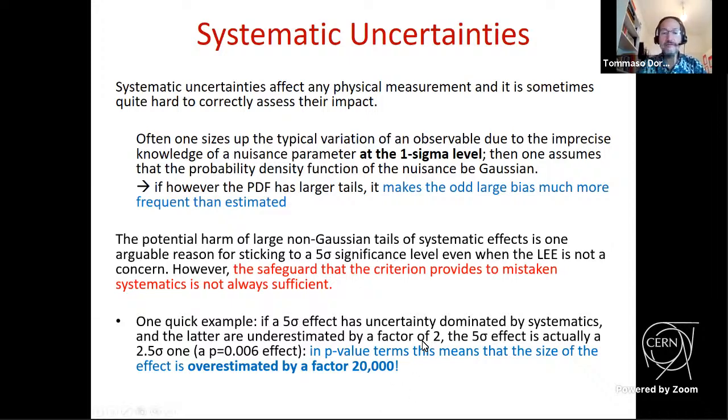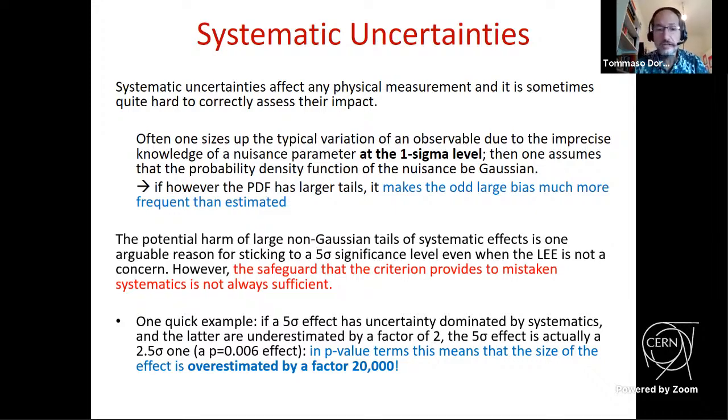And imagine that you have underestimated your systematic uncertainty by a factor of 2. That is not so uncommon. So the 5 sigma effect is actually a 2.5 sigma one, because the RMS of this systematic effect is twice as big. Now, I could be your advisor, and you come and tell me, okay, I have a 5 sigma effect here. And then I point out that you have underestimated your systematics by a factor of 2, and you say, okay, I made a mistake by a factor of 2. Do you want to kill me for that?